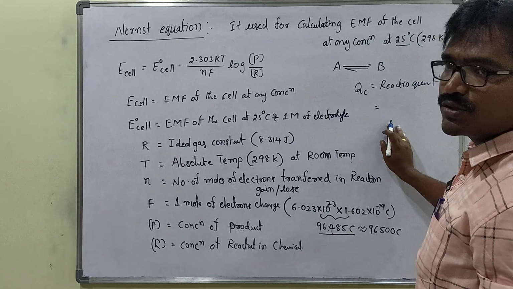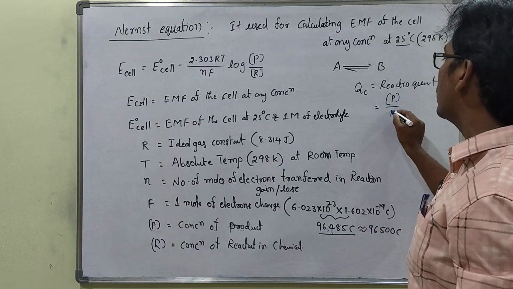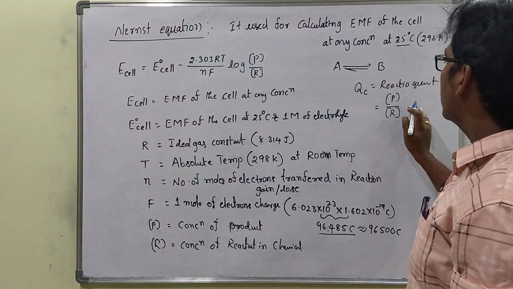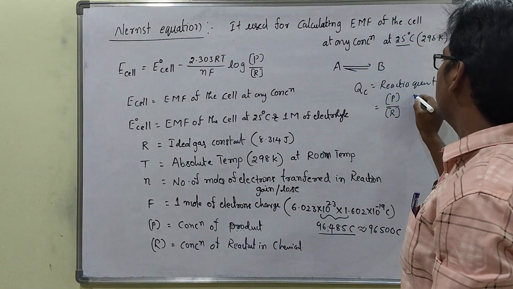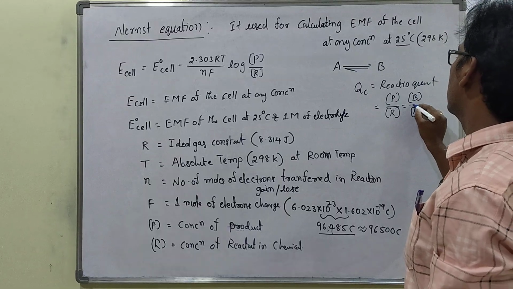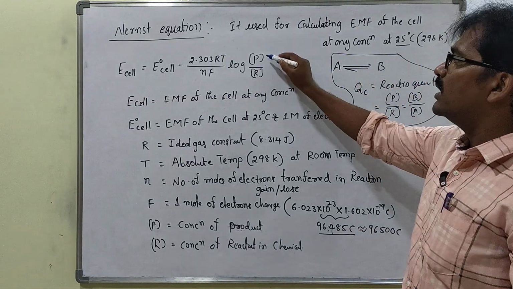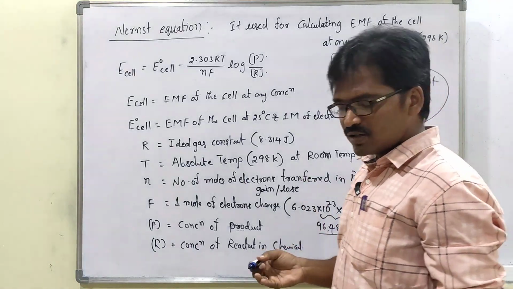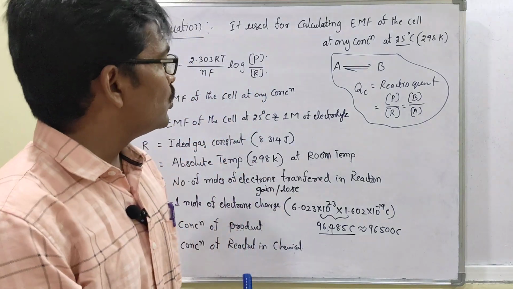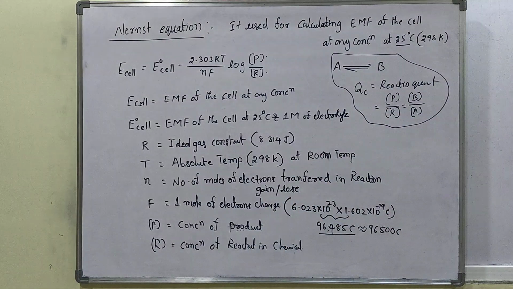What are we using as the reaction quotient? Product concentration divided by reactant concentration at any concentration. So what will be the product concentration? B will be there. Then the reactant concentration, A will be there. Like that, you have to take it for any chemical reaction in the place of product and reactant concentration. This is the Nernst equation. By using the Nernst equation, we will do some problems based on it. Just note what the Nernst equation is and what terms are there in it. So all these things are noted.